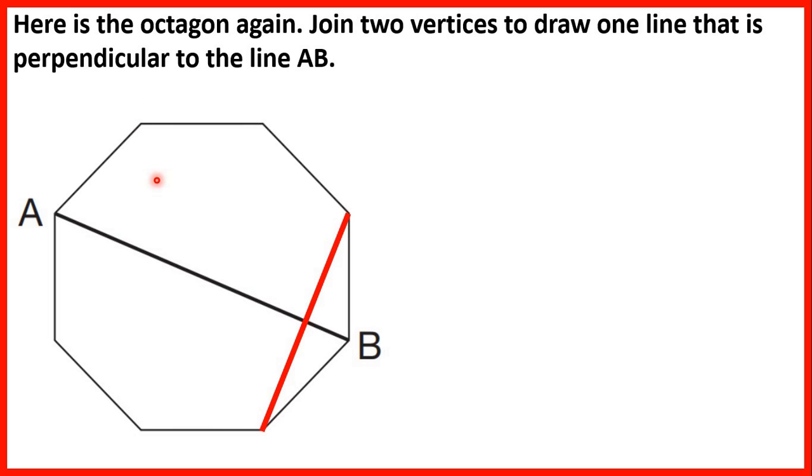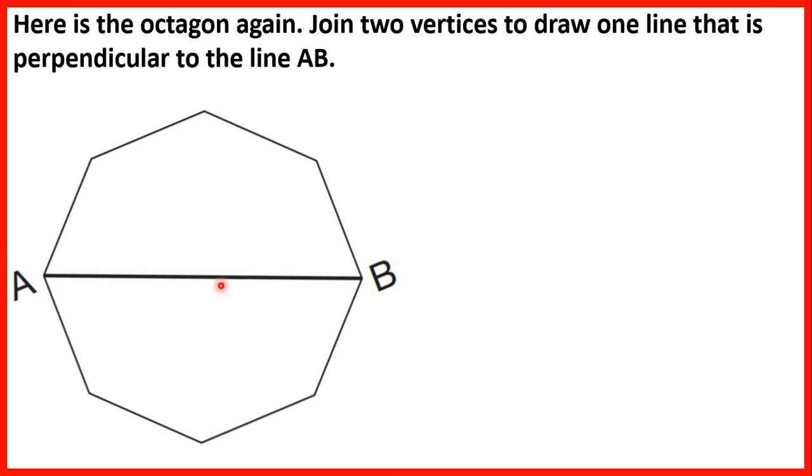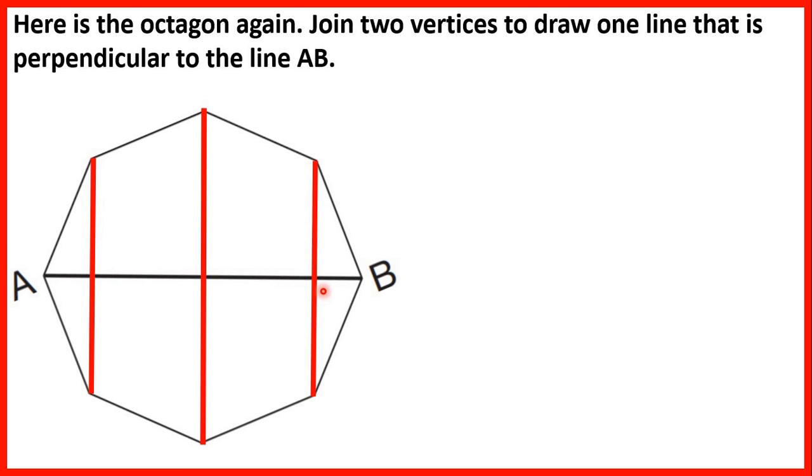And it's easier to see right angles, so easier to see perpendicular lines, if we just turn our page slightly to make the line that we have horizontal, and then we can see that if we draw a line here, that's perpendicular because it creates 4 right angles. This line here is also perpendicular, and so is this line here.